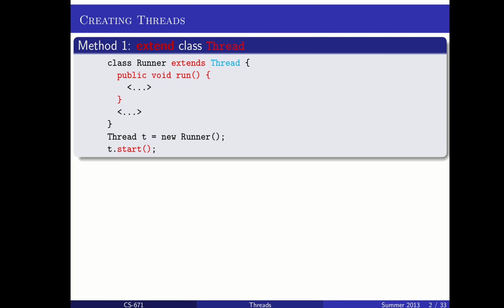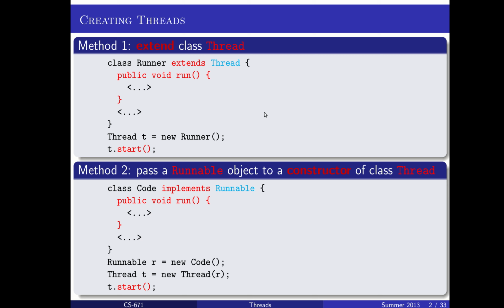Here's an example of creating a thread in Java. You can define a class that extends Thread, you give it a run method, and then you create an object of that type, and you tell it to start. So that's one way to create a thread in Java.